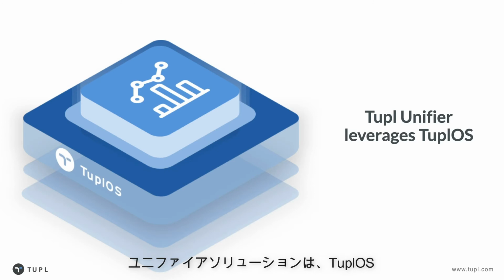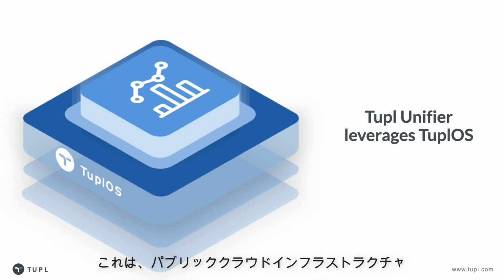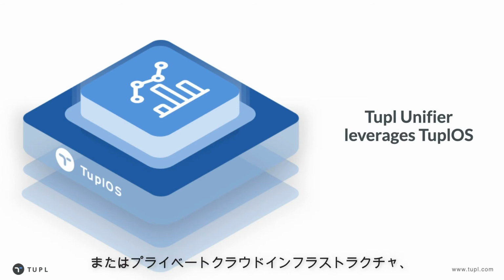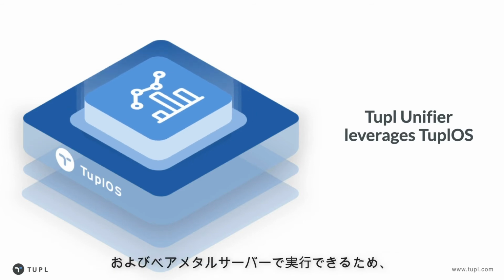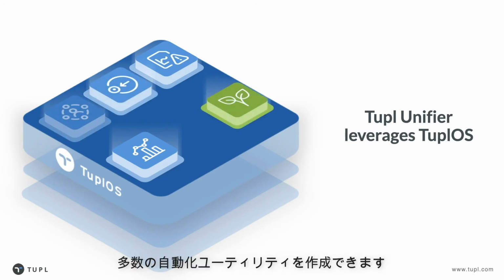The Unifier solution leverages TuplOS, Tupl's cloud-native microservices platform, which can be run on any public or private cloud infrastructure, as well as in bare metal servers, thus providing a single framework to create a large number of automation utilities.